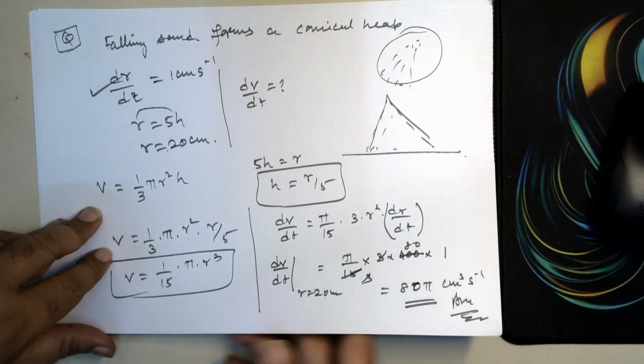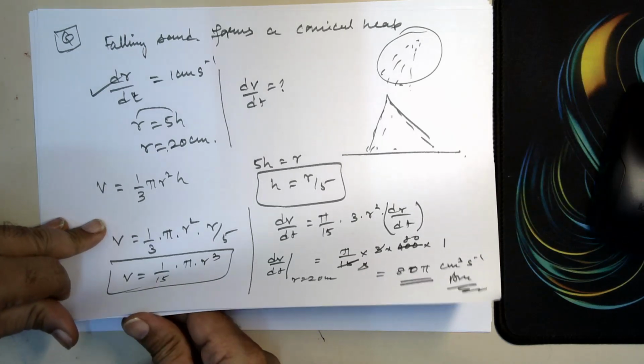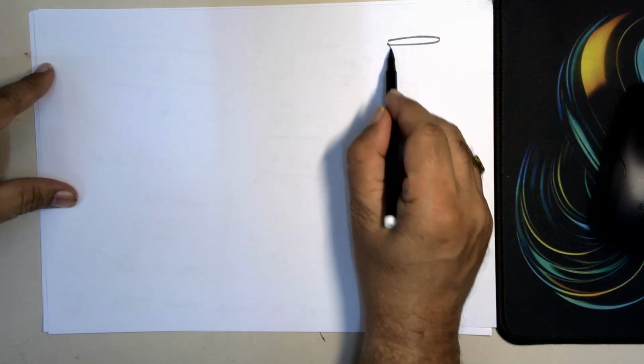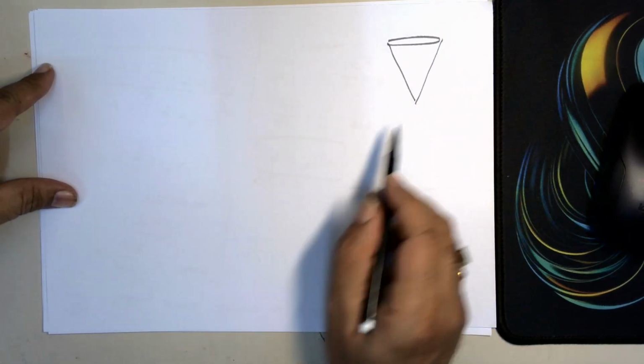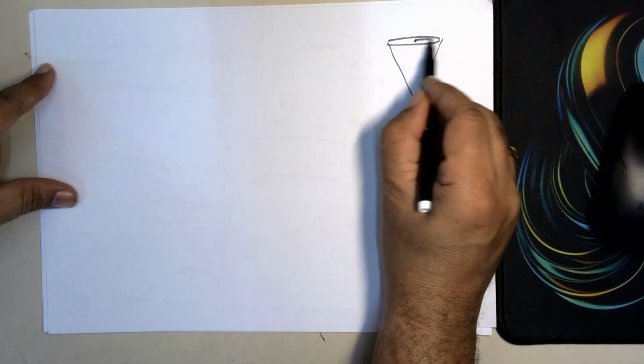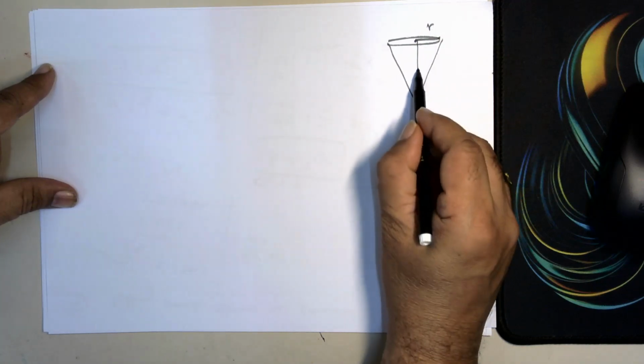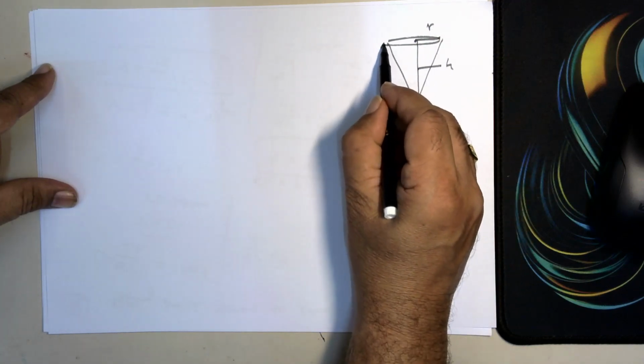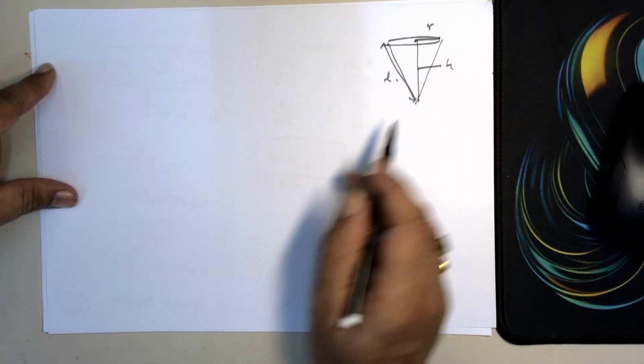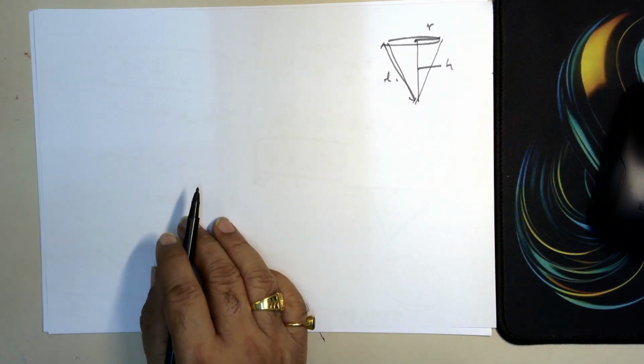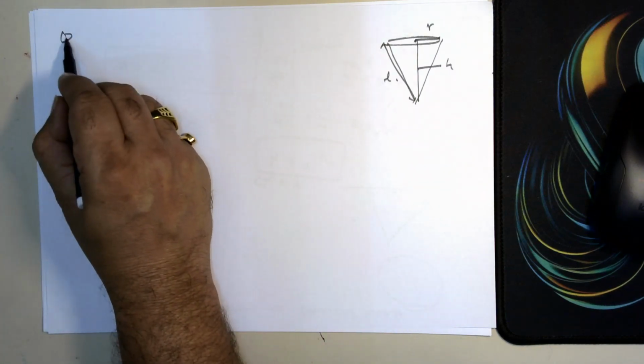Next one. Let us consider an inverted conical vessel. How will it be? This is the inverted conical vessel. Okay, so here you have got the r and this is the depth, that is the height, and this is the slant height, that is the l.